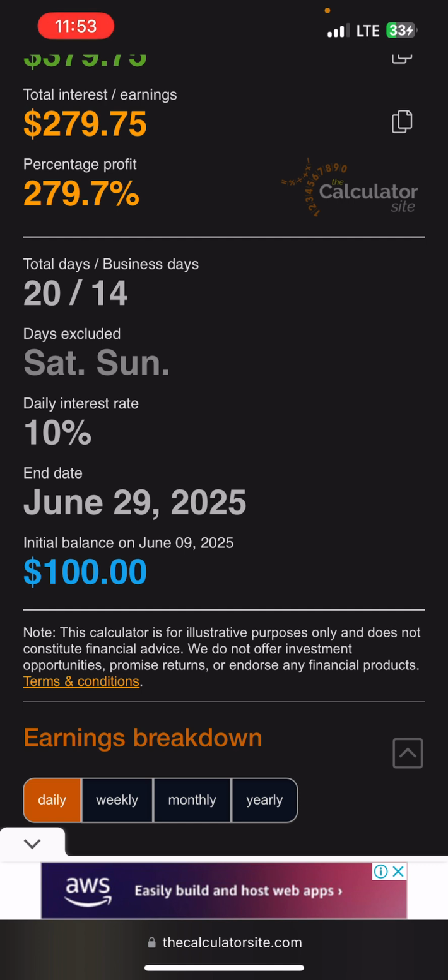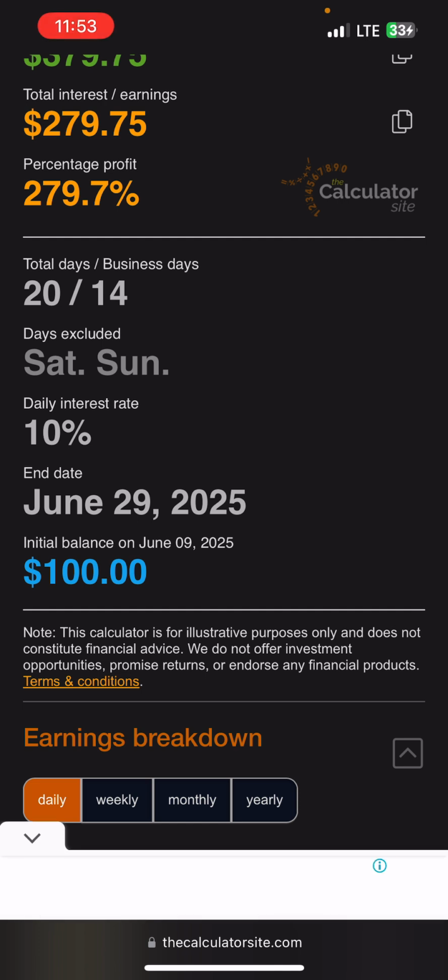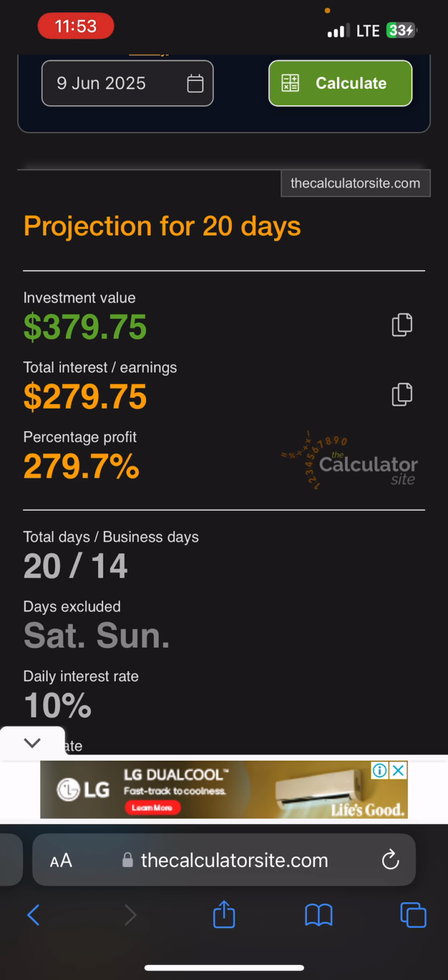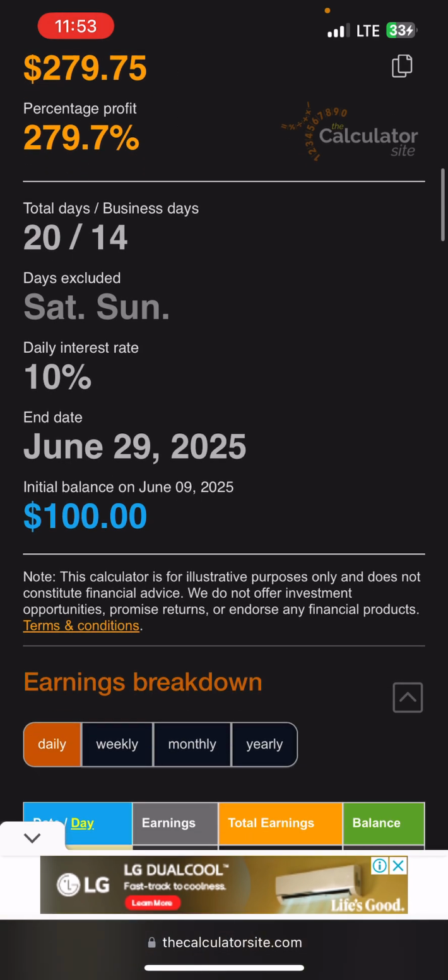So 20 days, all right. I'm excluding weekends, so it will be 14 days. So let's just say 2 weeks. Do you understand? So since I'm excluding weekends from that 20 days, literally I have 14 working days which I am actively trading. Do you understand? So this projection that you see here is for 14 trading days.